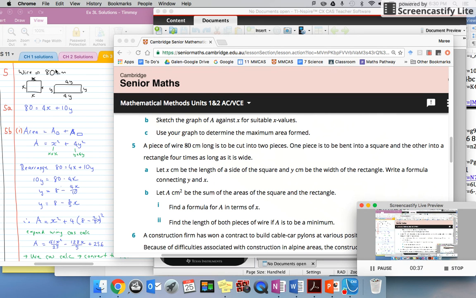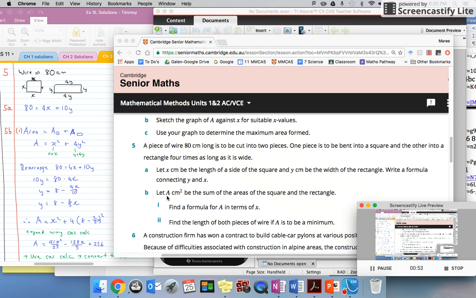So I know the perimeter, which is 4x, and then this, y plus 4y plus y plus 4y, it's going to be 10y. It's going to be equal to 80. So there's my equation. And that's done.